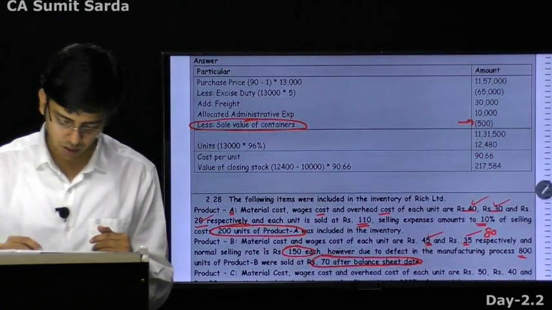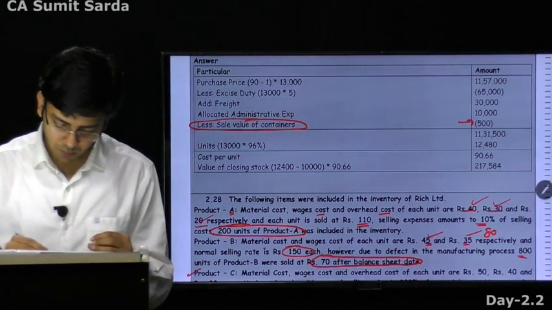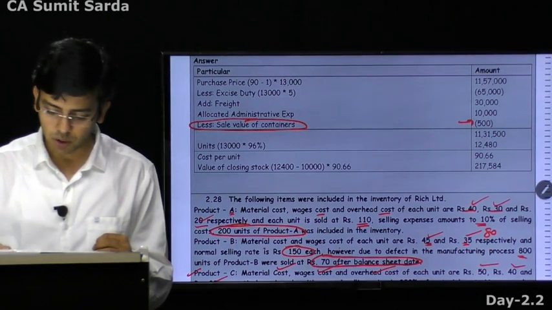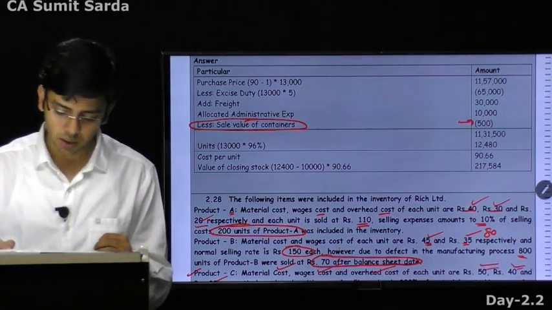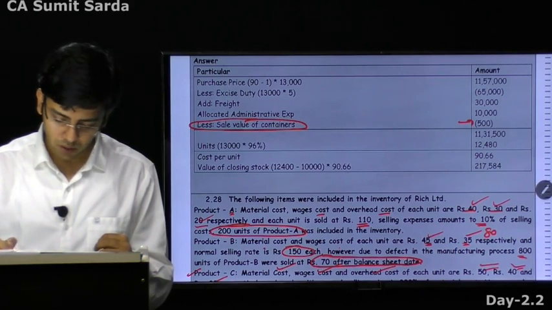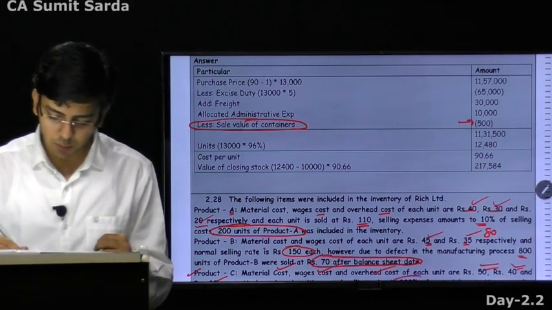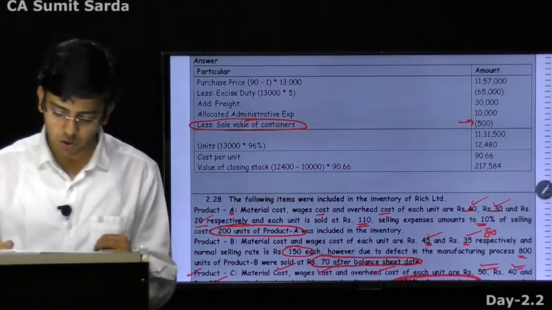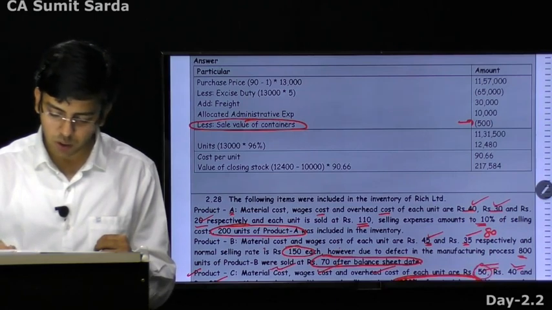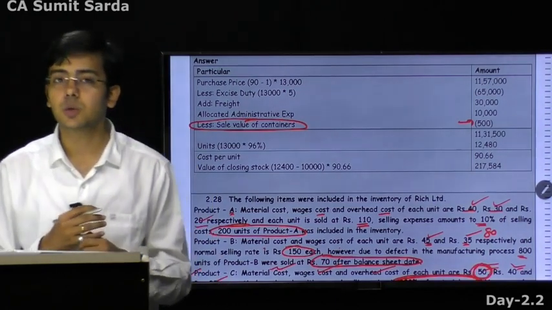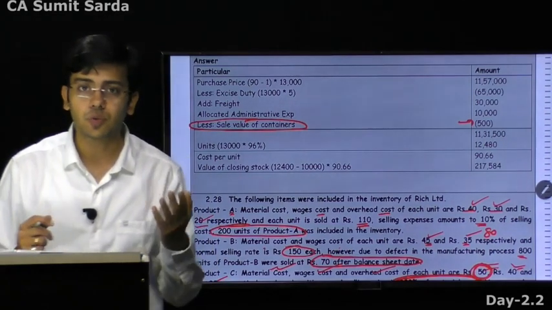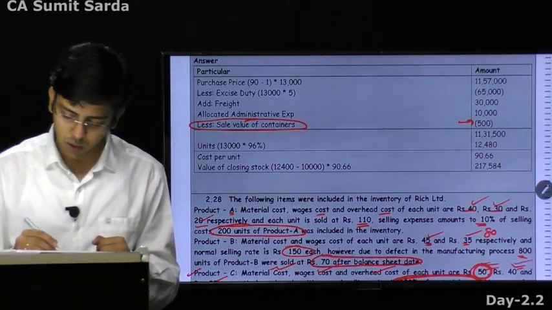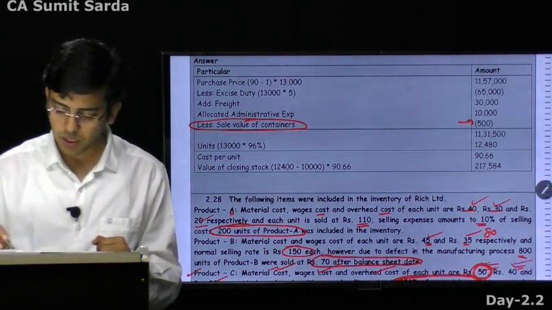56,000. Okay. Product C. Material cost, wages, overheads, 50, 40, 30 respectively. So 50 and 40 makes it 90 and 30 makes it 120. Selling price is 300% of material cost. What is the material cost? 50. What is the 300% of 50? 150. Cost is 50, 40, 30. Cost is 120. Selling price is 150.